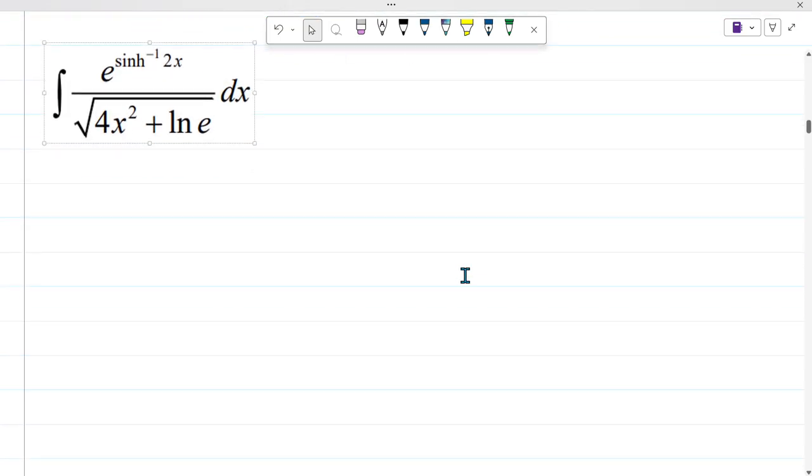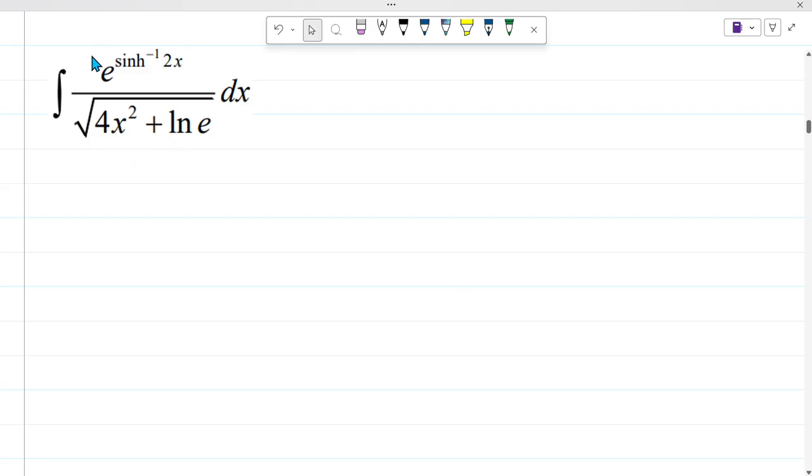And then we've got another question here. Remember, you are pausing the video to work it out first on your own and then resume later to check the memo. I just want to emphasize something on this question. This question says integrate e to the power hyperbolic sine inverse of 2x, all divided by the square root of 4x squared plus ln of e dx.